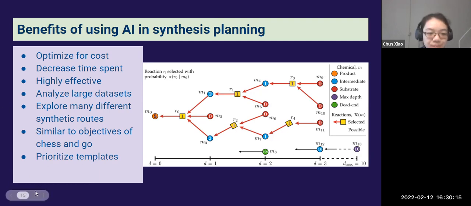Oh yes, on the right here, we have a visual representation of how an artificial intelligence might go about making the drug from the start to the end. As you can see here, the orange is the product, the final product. There's many different pathways of how you can create this final product. And here are the different routes it can take, labeled with intermediates and substrates.